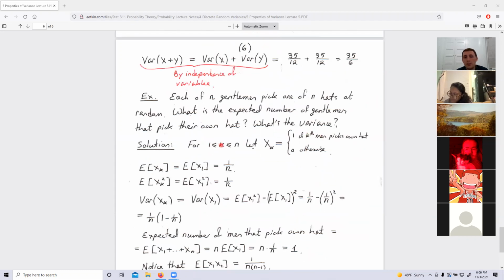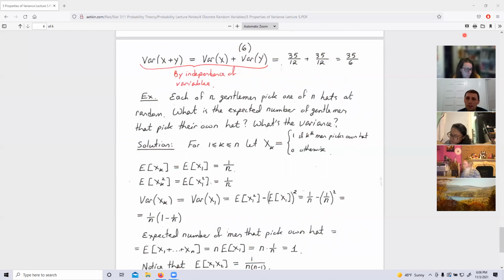First of all, it's nice to define indicator variables where we have defined xk to be equal to 1 if the kth gentleman picked his own hat and 0 otherwise. And what do we know? We know the expected value of xk is the same as the expected value of x1, which equals 1 over n. Do you all see why the expected value of xk equals 1 over n?